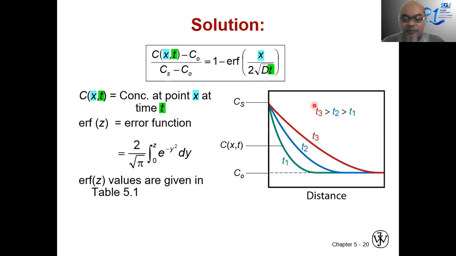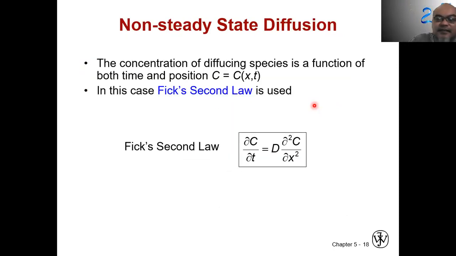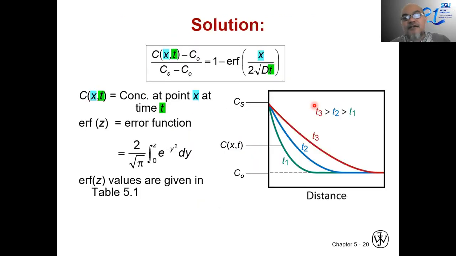The solution for a second order partial differential equation like this will be in the form of the error function. So the concentration as a function of X and T, the depth from the surface as well as time, compared to the initial concentration in the bar, over the initial difference between the concentration at the surface and in the bar, equals 1 minus error function of X over 2 square root of Dt.